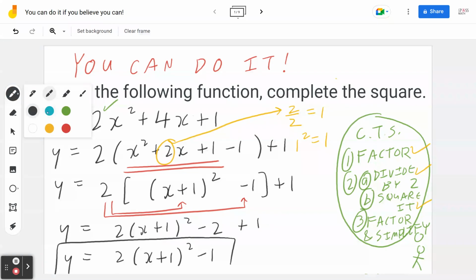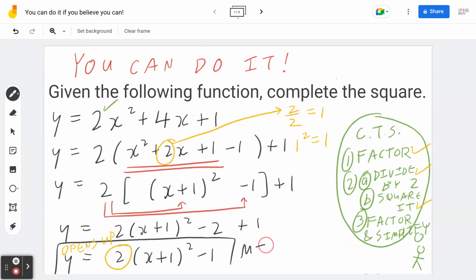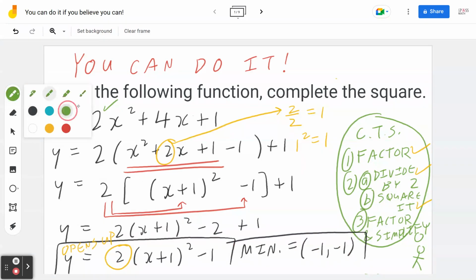And of course, what is the vertex? Well, first of all, this is a positive number. If it's a positive number, it opens up. And since it opens up, it's going to be a minimum. And the minimum is located at negative 1, negative 1. Again, the number inside the brackets is going to be opposite. Just be mindful of that. And that's how you complete the square.